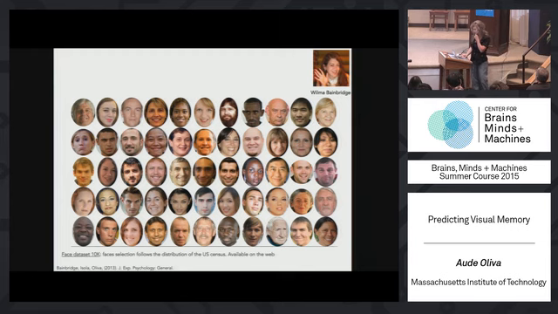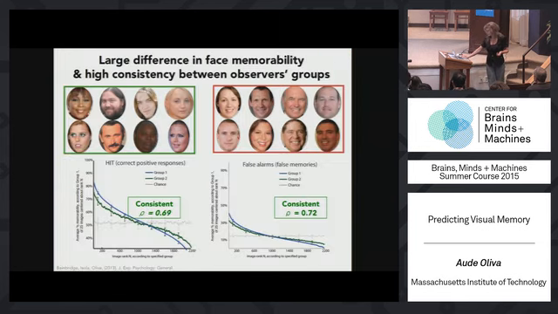So we gathered a data set of 10,000 faces. The paper is published, as well as the entire data set is available on the web. So you can go and download those 10,000 faces, as well as all the attributes that we studied with that data set. And we also found the same phenomenon, very high consistency, both in the correct positive responses when people remember seeing a face, as well as in the false alarms when people did not see a face, but falsely thought that they saw a face and basically pressed the key.